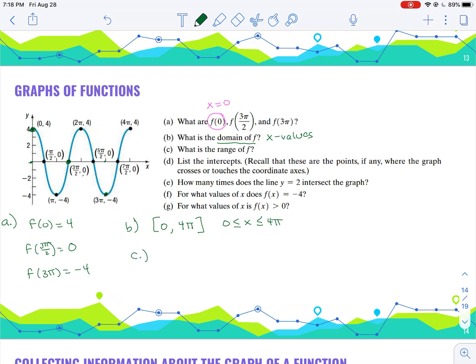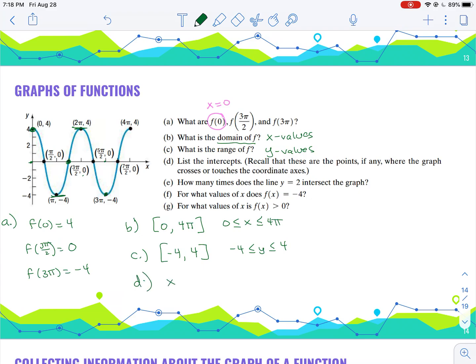Part C, what's the range? Remember, the range is your y value. So what heights does this graph take on? Well, it goes from a height, the lowest height is negative 4, the highest height is positive 4. So my range is between negative 4 and positive 4, or negative 4 is less than or equal to y, which is less than or equal to positive 4.